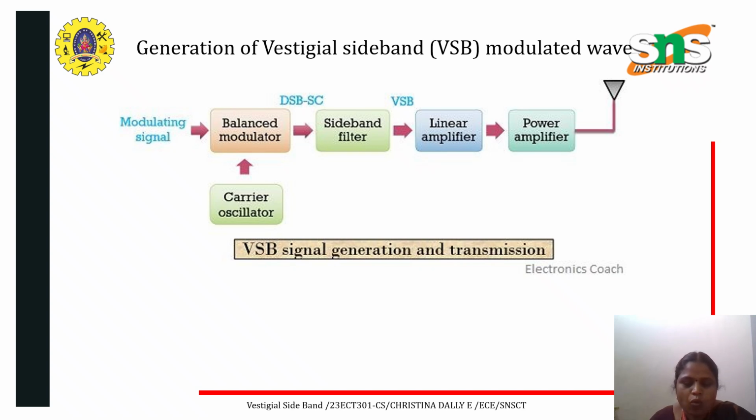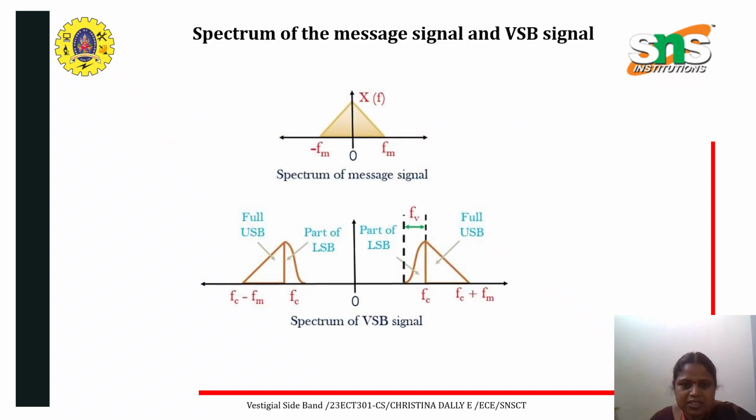Finally, the output of the balanced modulator will be your double sideband suppressed carrier, and it is given to the sideband filter. The output of the sideband filter will be the vestigial sideband, and it is given to the linear amplifier. Finally, it is given to the power amplifier in order to compensate the loss. That will be the output of your power amplifier. So this is the generation of the vestigial sideband.